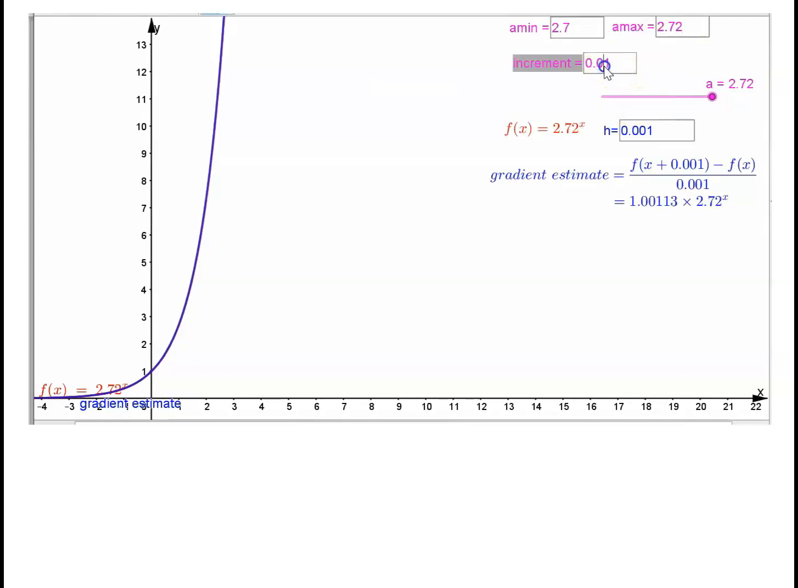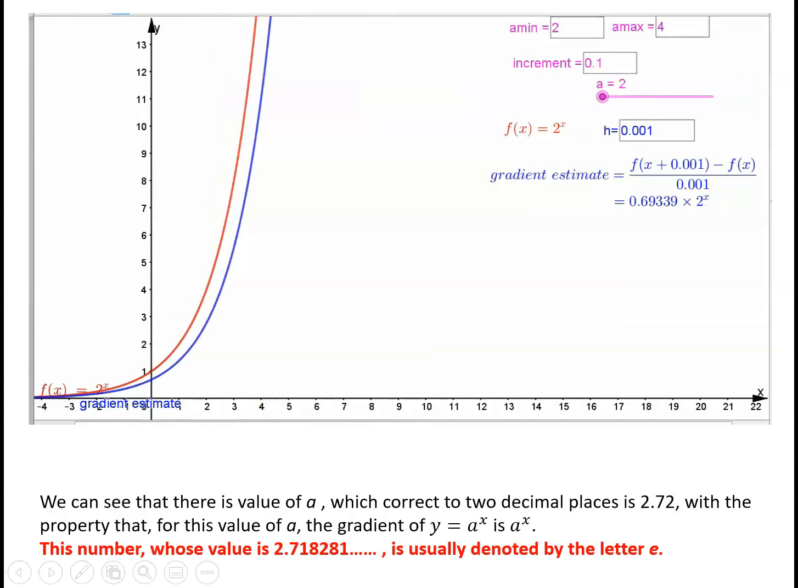So if we zoom in again, in this time again for values of a between 2.7 and 2.72, 2.705 were a bit less, 2.71 were a bit less, 2.715 were a bit less, and at 2.72 the gradient estimate is just a little bit more than the original function.